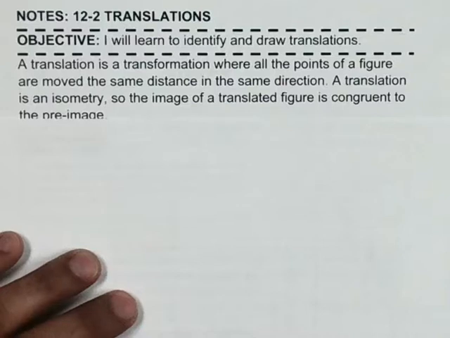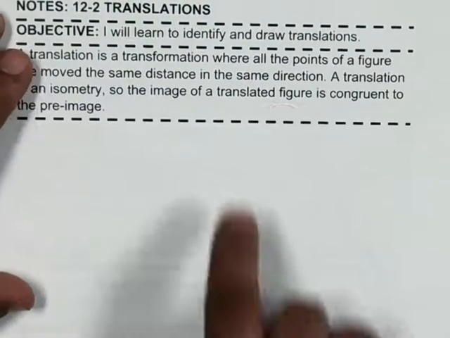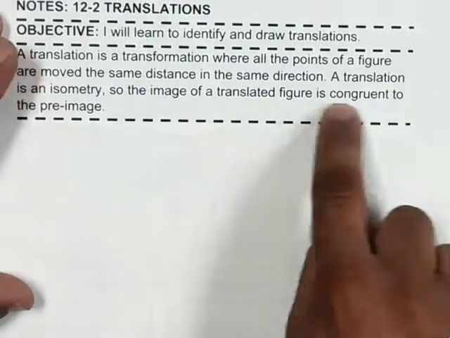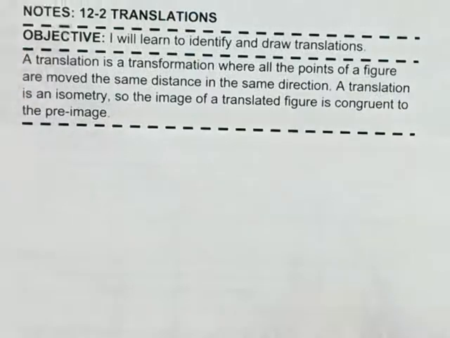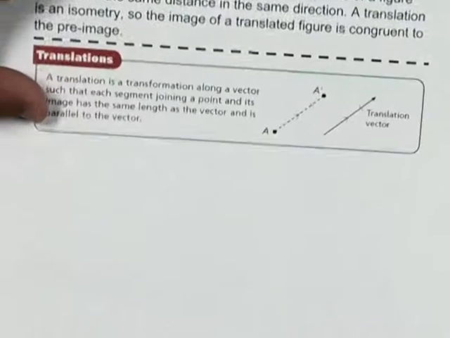Alright, 12.2 has to do with translations, and you're going to just learn to identify and draw translations. Remember that it is a transformation where all the points of a figure are moved in the same direction and distance. Okay, and this is important, the translated figure is congruent to the pre-image, so there's no dilation, no scale factors, anything like that.